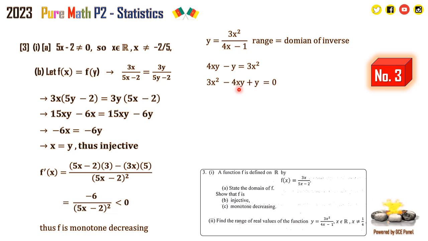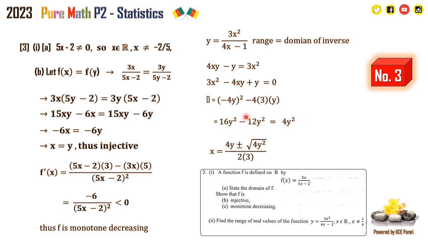So this is some sort of a quadratic equation, right? But for this quadratic equation, what are we solving for? We are solving for x, because we want to make x the subject of the formula, because the inverse function is the x, right? So from here, this is our quadratic. We are going to look for the discriminant. That's b squared minus 4ac. So we are going to have negative 4y, because we are solving in terms of x. Negative 4y squared minus 4 times a, which is 3, times c, which is y. From here, we will have 16y squared minus 12y squared, which is equal to 4y squared.